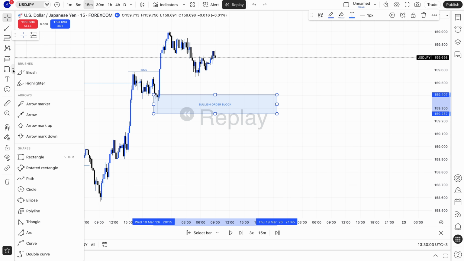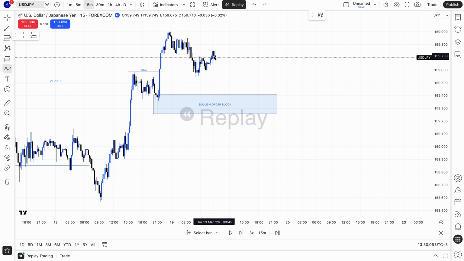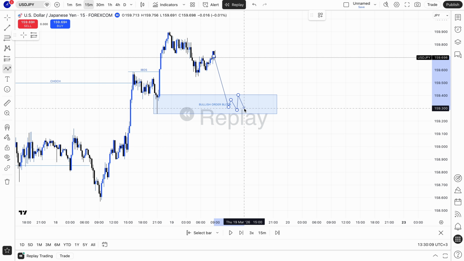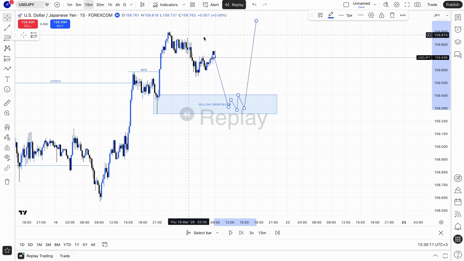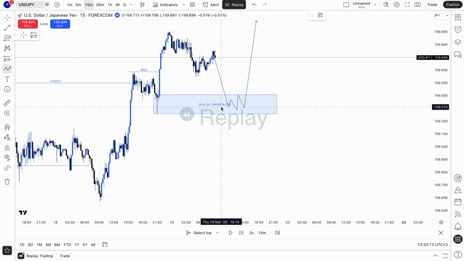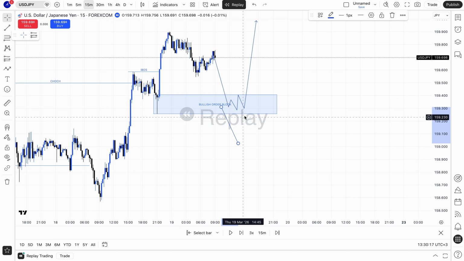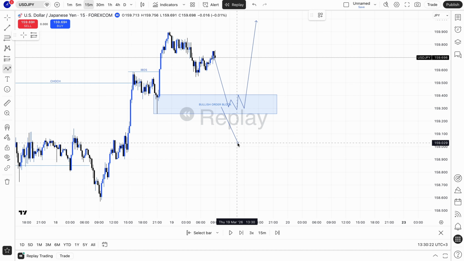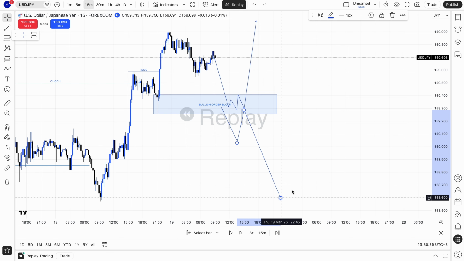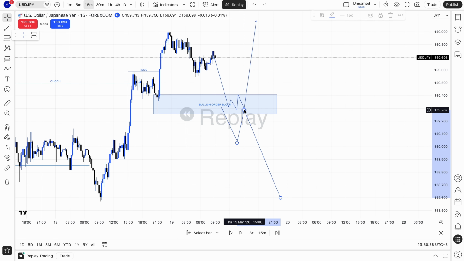So our plan was very, very simple. Scenario number one was to wait for the price to come back here. Then we look for buy confirmation. Then we continue buying this price, targeting this liquidity. Then scenario number two was, if the price disrespects this order block, we're gonna wait for the break, then a retest, a break, a retest, then a continuation to a retest here, then look for sell confirmation, then we continue selling.